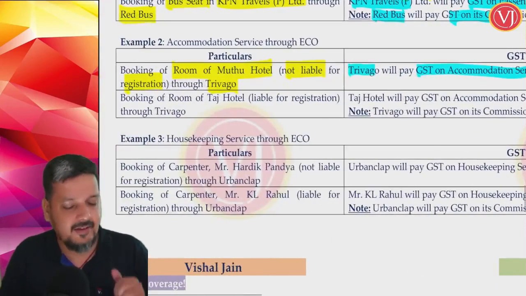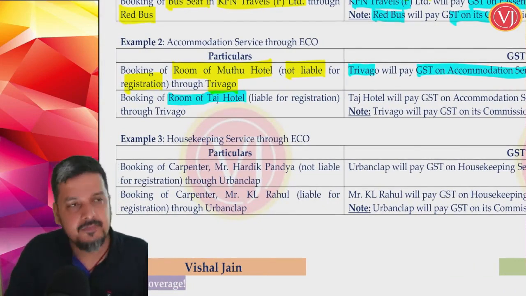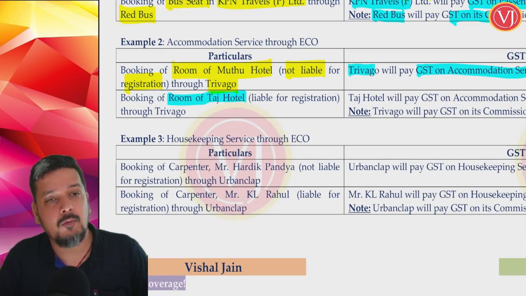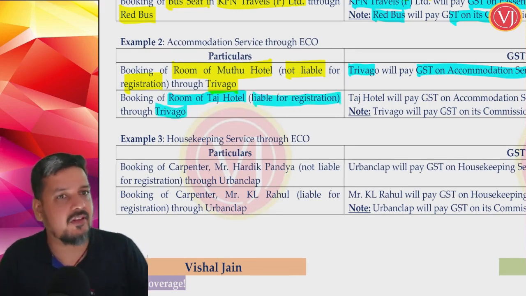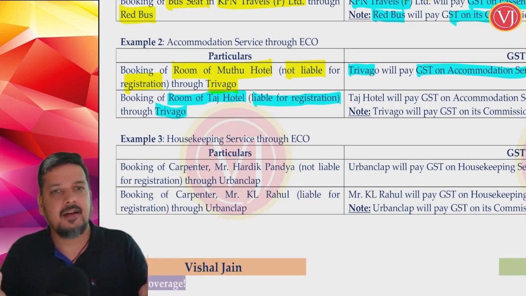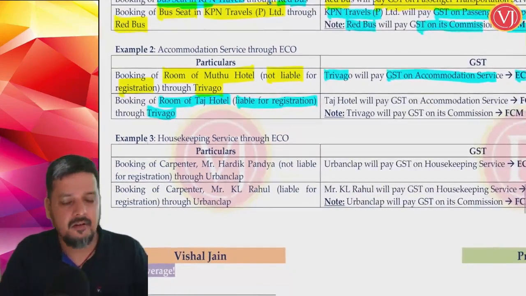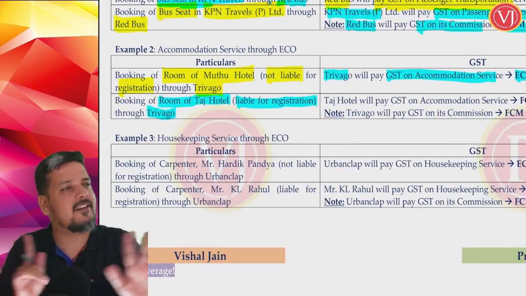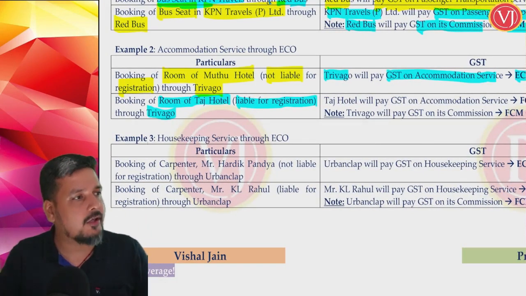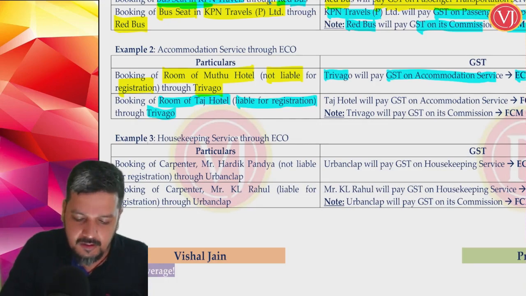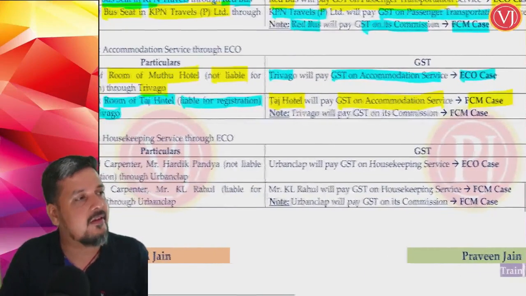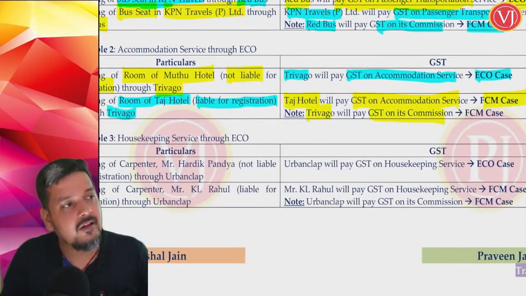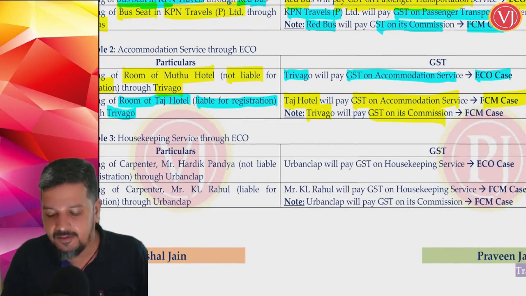But if I change the example and tell you that you're booking a room of Taj Hotel through Trivago. Now Taj Hotel is obviously liable for registration. Its turnover is more than 20 lakhs. Now what will happen? 9.5 is not applicable. Same 1000 rupees, same 100 rupees. Let us not change that. Now who will pay what? Taj Hotel will pay GST on 1000 rupees accommodation charges, FCM case. Trivago will pay GST, but not on 1000 rupees, only on its commission of 100 rupees, FCM case.